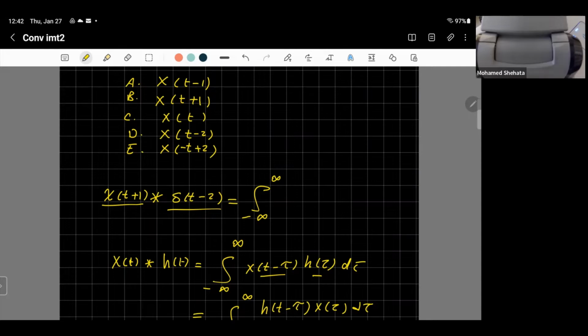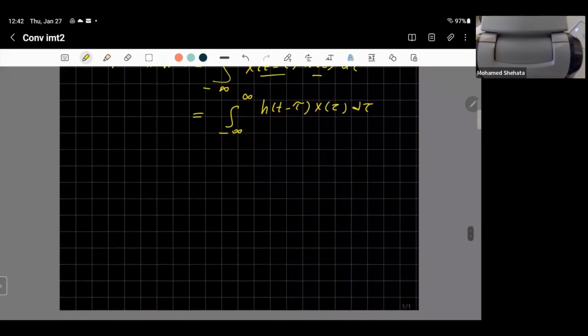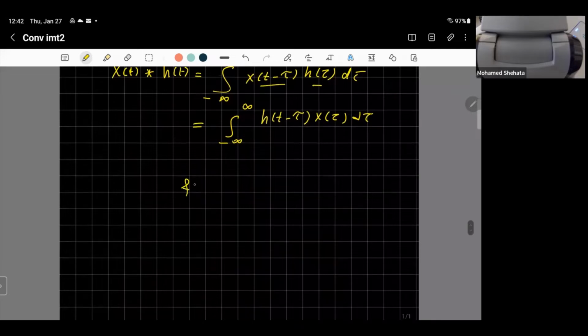And what happens if you integrate it and it's multiplied by another function? I'll refresh your memory. If you have any function multiplied by delta(t - alpha), and you are integrating with respect to t from negative infinity to infinity, what is the result? It's the function you substitute by t at alpha, right?